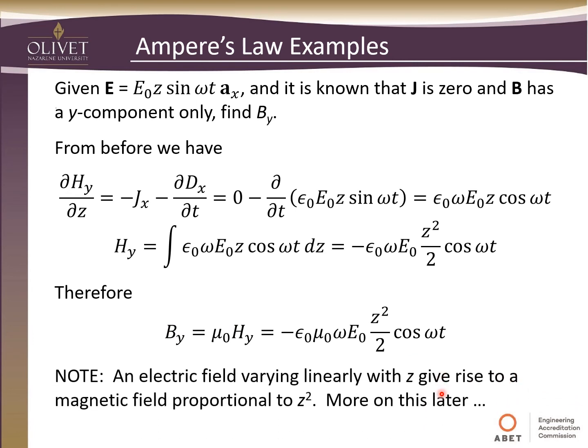It's worth noting here that an electric field that's varying linearly with z will give rise to a magnetic field proportional to z squared. So it's pretty interesting to note that as we move further down the z axis, our magnetic field will increase by z squared over 2. We'll talk about that more later.